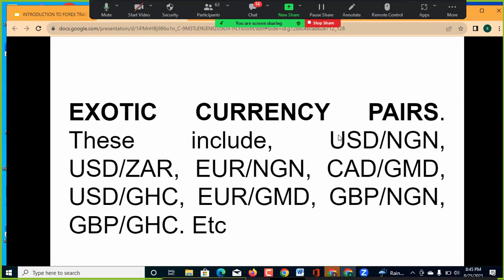One thing you have to know is that you can pair currencies yourself. For example, you can just see a currency and say, okay, this can be paired like this through a particular frequency, which I'm going to show you guys in tomorrow's class.